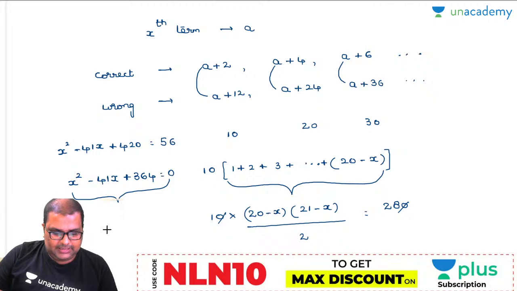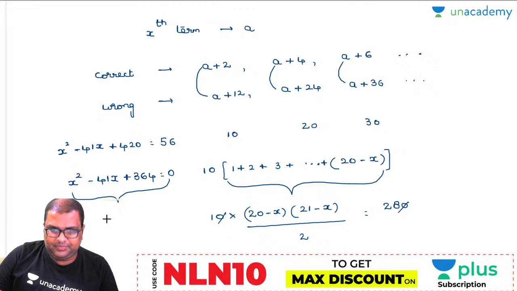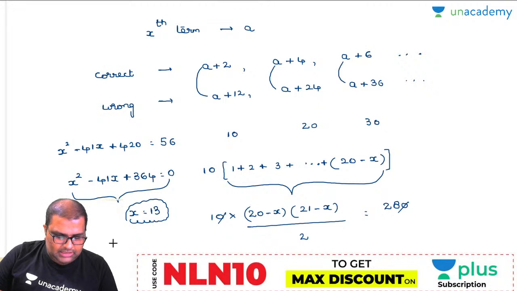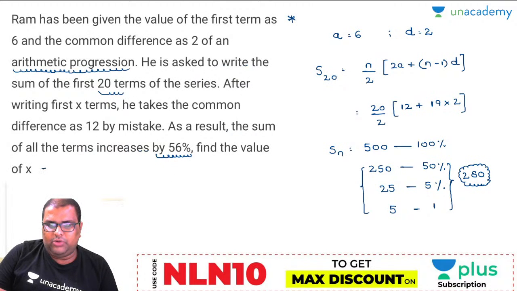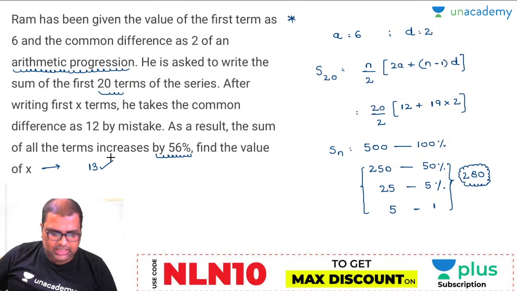Waiting for the answers. Anybody? 28 and 13. Very good. Excellent. Minus 28, minus 13. So your x value will be equal to 13 because your total terms are 20. How can your x be 28? So automatically your answer is 13. So your answer x value is how much? Is it 13? See here, one of the finest questions in arithmetic progression and averages.